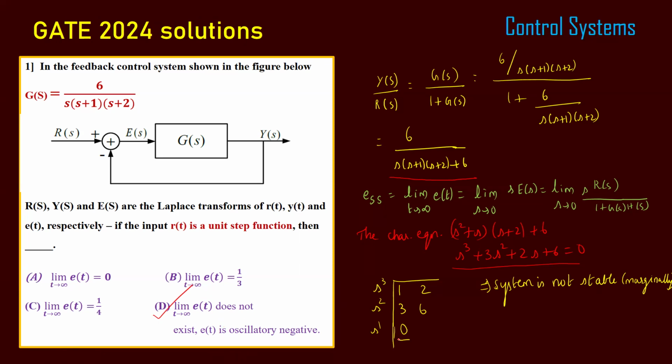See, 0 appears in the first column, so we can decide the system is not stable. Some roots are lying on the imaginary axis, so as t tends to infinity, the error signal will not exist. It will be oscillatory only. So we can conclude with option D. Let me move to the next problem.